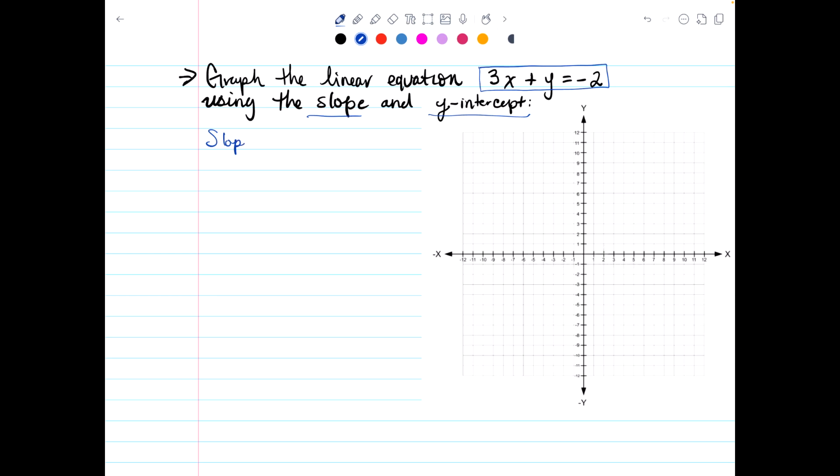In order for us to be able to use the slope and the y-intercept, we want this equation in slope-intercept form, which is y equals mx plus b, where m is the slope and b is our y-intercept.